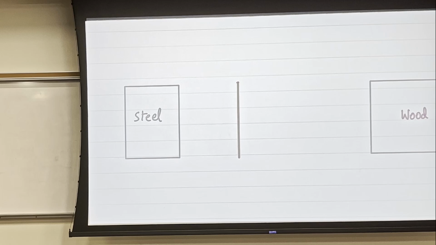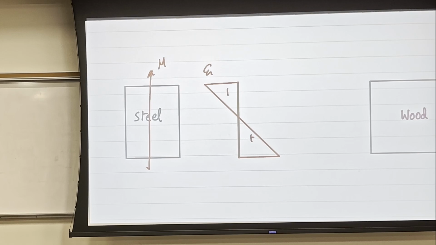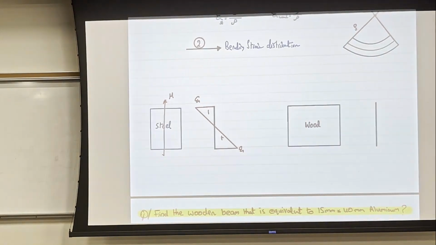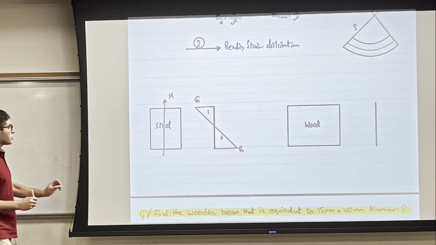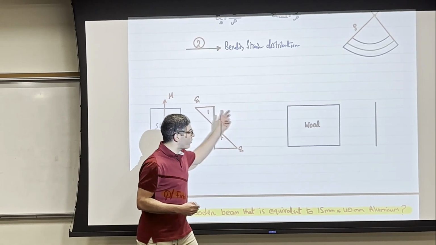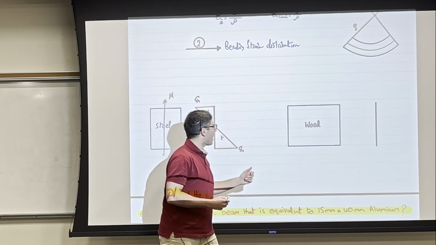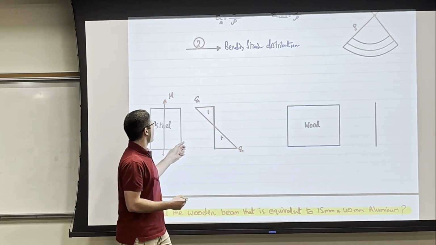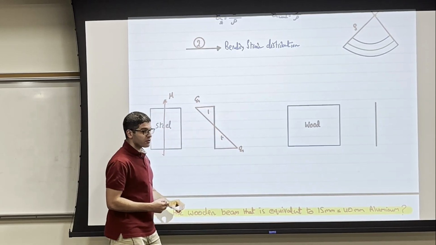So due to bending moment, for example, if this is a cross section that has a bending moment like this, I want the strain to have the same bending strain distribution. Here is epsilon, negative, positive. So I want the original material, which is steel, and the equivalent for the steel, which is made of wood. I want both of them to have the same bending strain distribution.